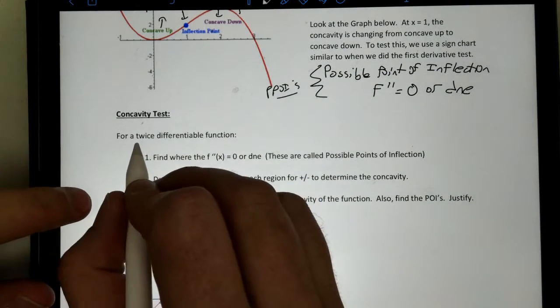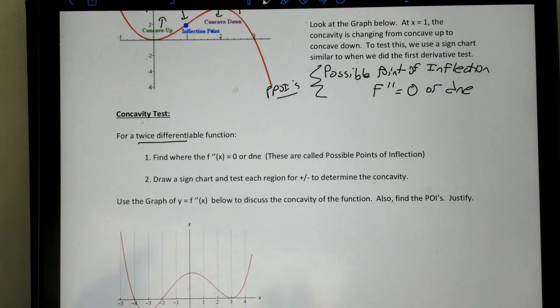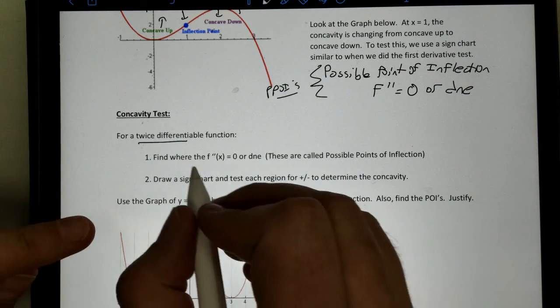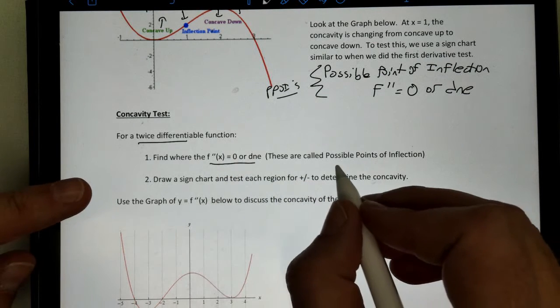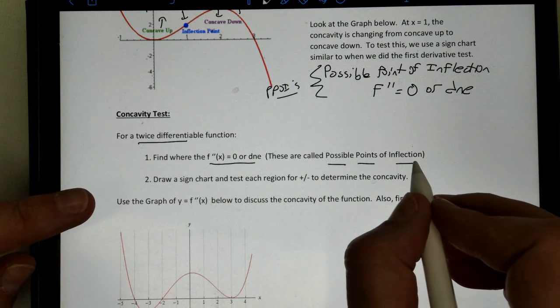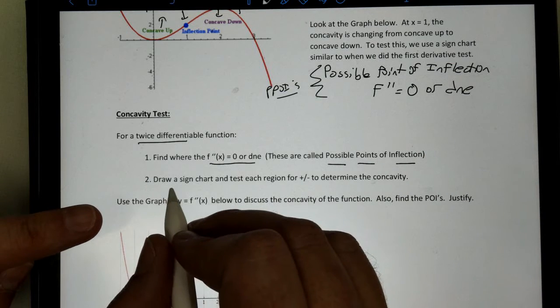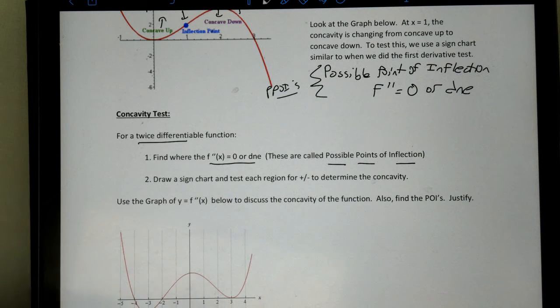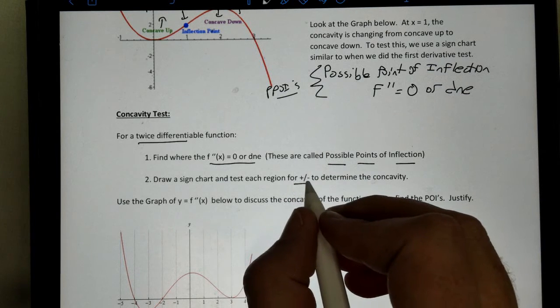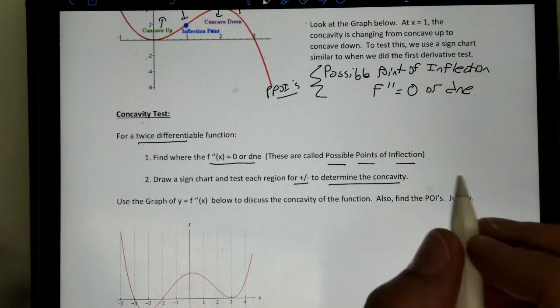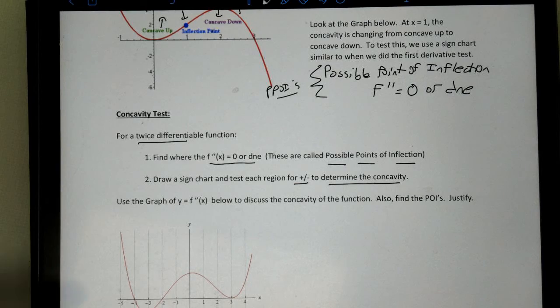For a twice differentiable function, in other words, we can take the derivative twice, we're going to find where the second derivative is 0 or DNE. And again, we call these possible points of inflection. Next, we're going to draw a sign chart, just like we did for the first derivative test, and we're going to test each region for positive or negative to determine the concavity. So let's take a look.